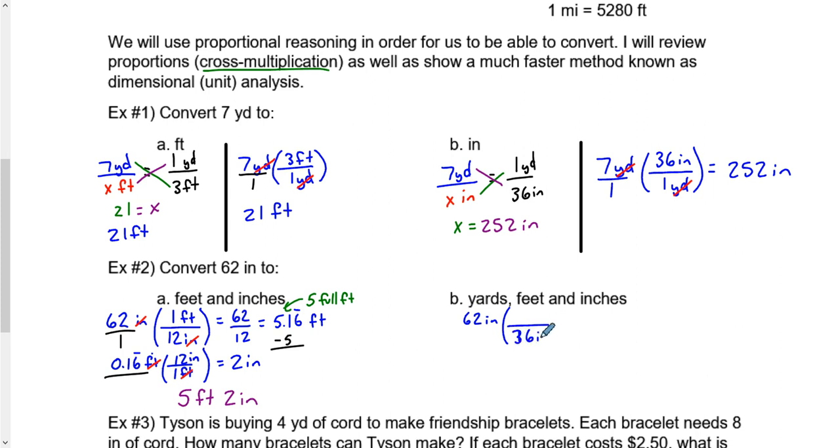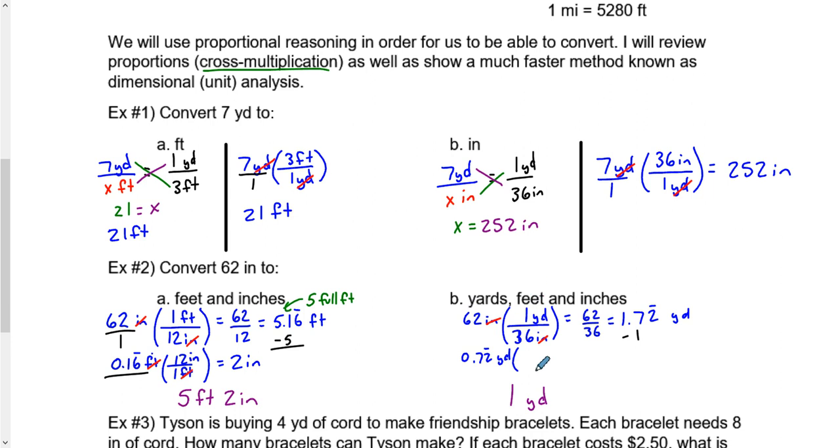There are 36 inches in 1 yard. So 62 inches. Again, you don't have to write this part, because you could just simply take 62 times 1 is 62 divided by 36. Already have that typed into your calculator. That's 1.72 yards, which means that is 1 full yard. So if we subtract off the 1, we have 0.72 repeated yards.